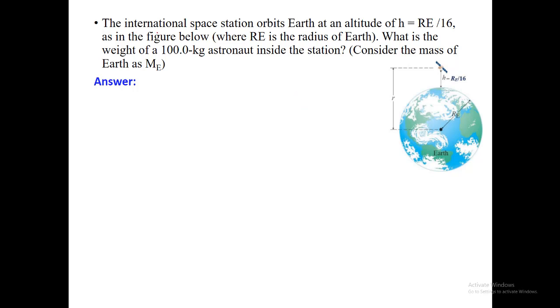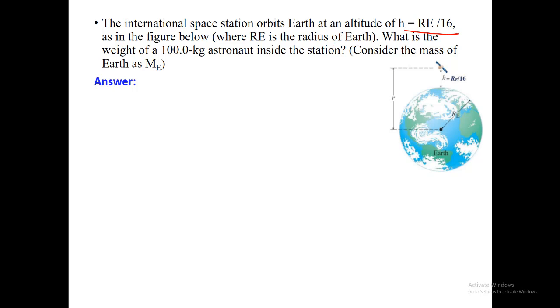So here we have the International Space Station, this space station that is revolving around the earth, of course at some distance from the earth, orbiting and moving around the earth at an altitude of h equal R_E over 16, where R_E, this is the radius of the earth. It should be a subscript. R_E, the radius of the earth, over 16, meaning the distance between the surface of the earth and the space station equals the radius of the earth divided by 16. Just keep that in mind.